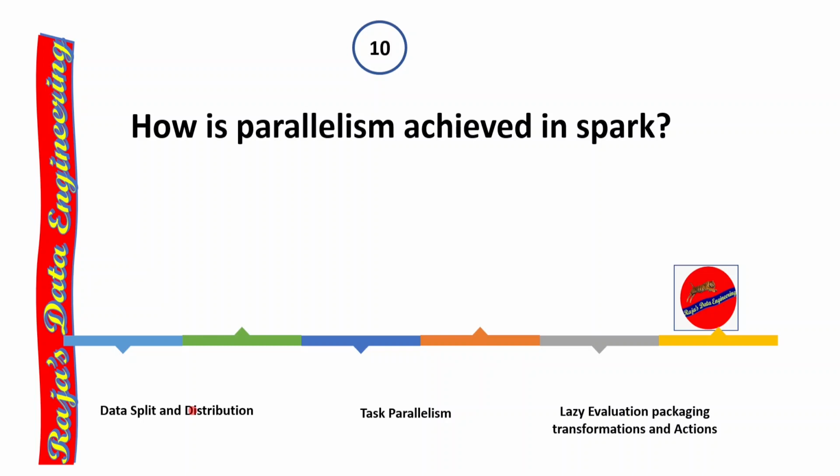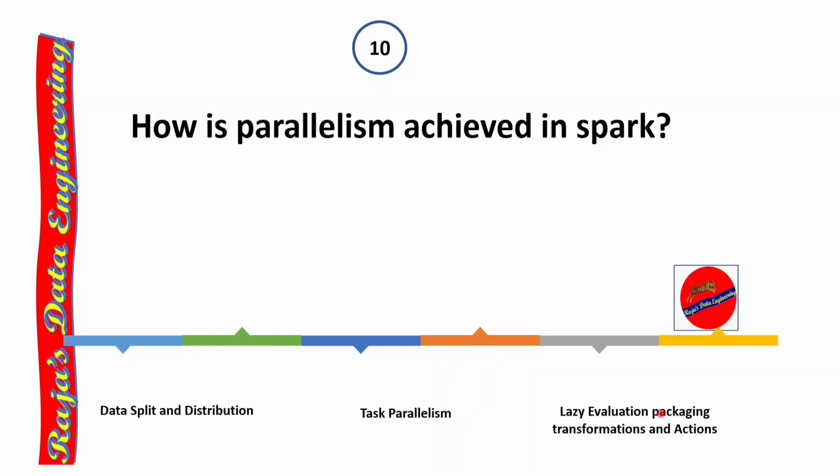And here we can talk about lazy evaluation also. Spark works on the concept of lazy evaluation, which means whenever we submit a certain transformation, it is not going to be executed immediately. Instead of that, a lineage graph will be built.